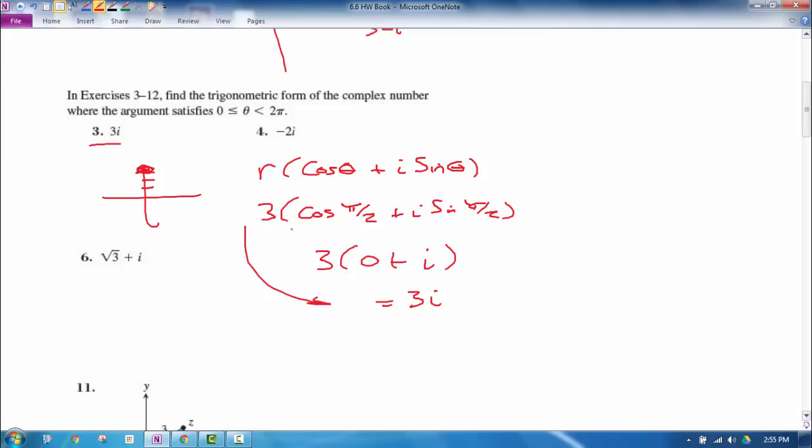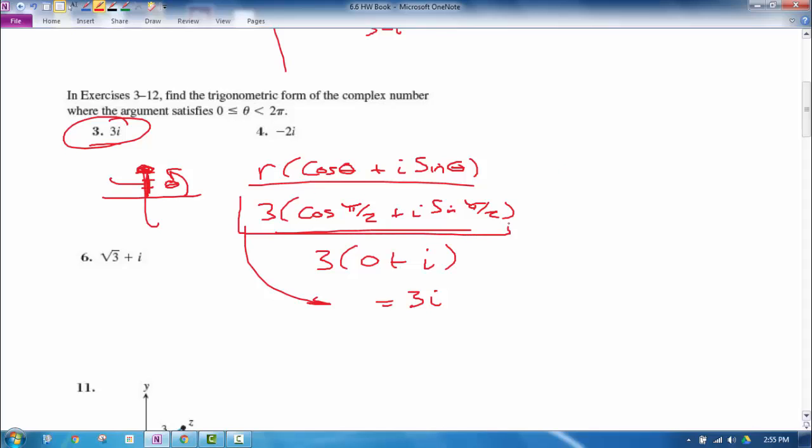So it's really 3 times 0 plus i, which ends up just giving you 3i if you go back to regular form. So with trigonometric form, it's kind of like polar, where r is the distance you go out, and theta is the angle that you rotate by. And if you put that into this form right here, you get the same thing as what you started with, but it's in a different form called trigonometric form. So our answer right here for 3.